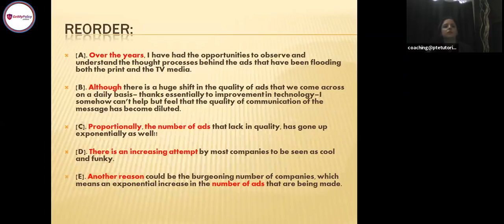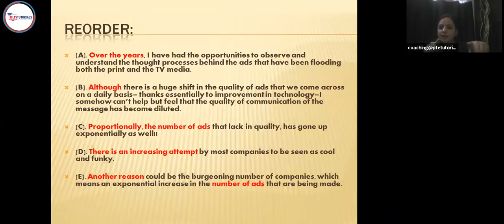Next. This is also a real exam reorder. How we have to deal with this one. My first sentence is having few words. Starting words is over the years. Then although proportionally there is an increasing another reason. Another reason, although I'm thinking proportionally something is happening, then only say that proportionally this is happening. So only one thing is left, that is over the years. I'm keeping over the years as my opening statement.